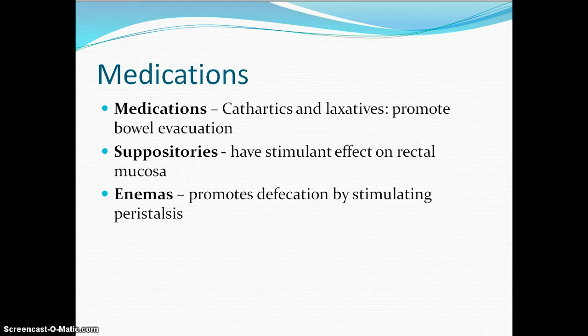A suppository can either help with constipation, or we give a lot of medications via the rectal route. A hospice patient, we can give them suppositories because they're unable to swallow and they don't have an IV. And then our enemas again promote defecation by promoting peristalsis.